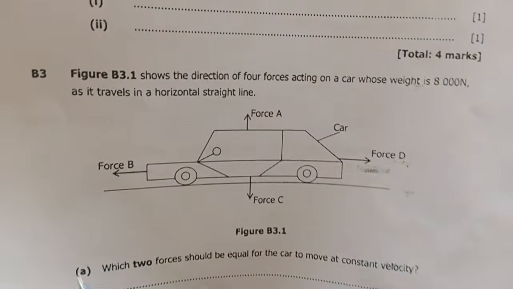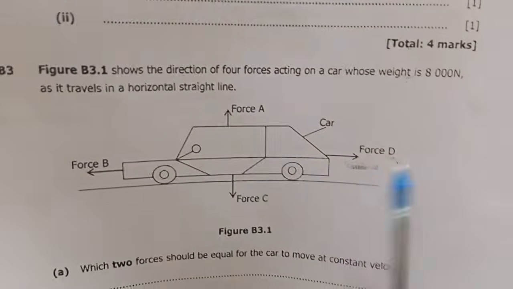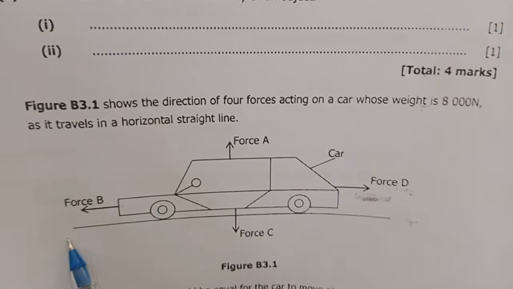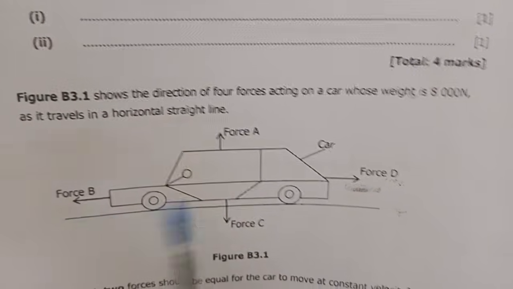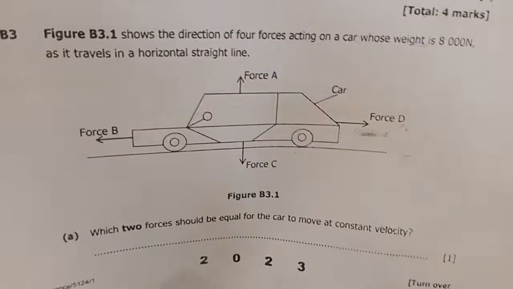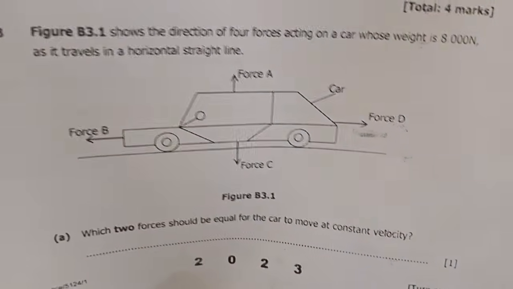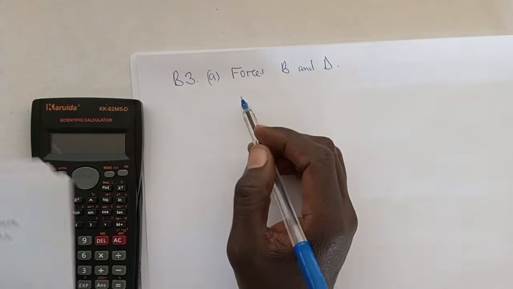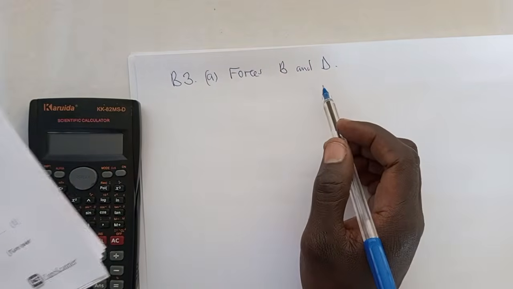Well, what you need to understand is that in this case, for the car to move at constant velocity, these two forces that are acting in opposite directions must be equal. Okay? In this case, forces B and D should be equal for the car to move at constant velocity. So the answer there would be forces B and D, and this would result in 1 mark. We move on to the next question.